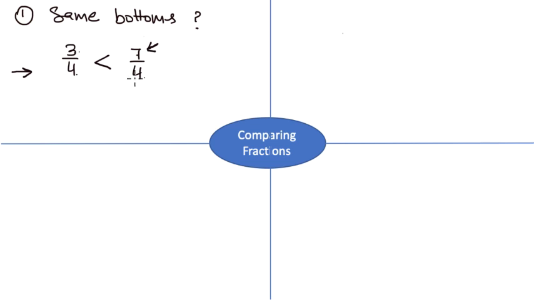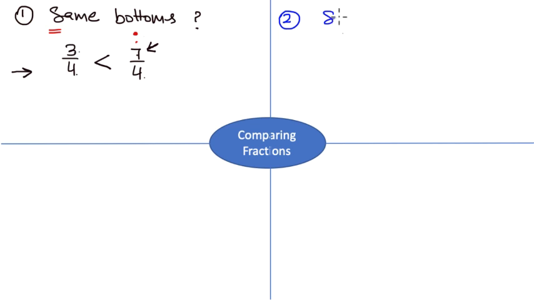Which one is likely to be bigger? Of course, you will see that the one that had a higher size to begin with is going to be bigger than the other one. And that is the concept we are talking about. Same bottoms, meaning same denominators. When you have two fractions with the same denominator, the one with a bigger numerator will be bigger than the other fraction. Okay, so that's one.